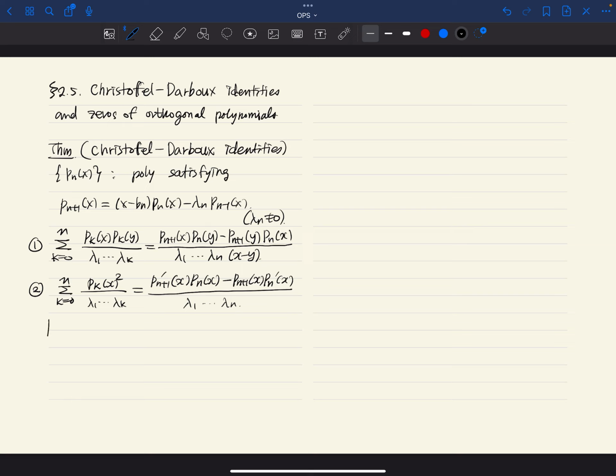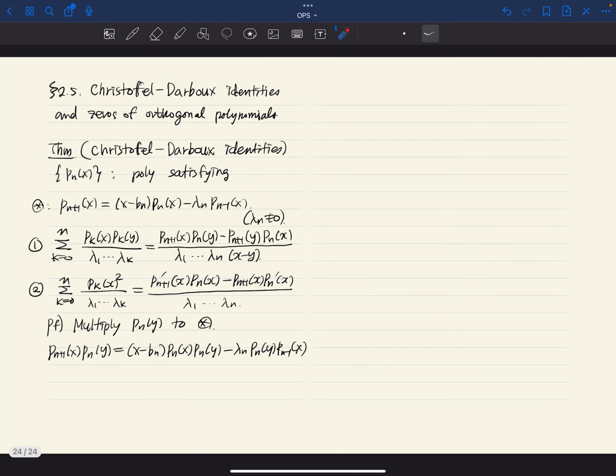So we will prove this. Proof. Let's call the recurrence star. The idea is to multiply P_n(y) to this equation. Then we get P_{n+1}(x) P_n(y) = (x - b_n) P_n(x) P_n(y) - lambda_n P_{n-1}(x) P_n(y), a simple multiplication. It's nothing serious.